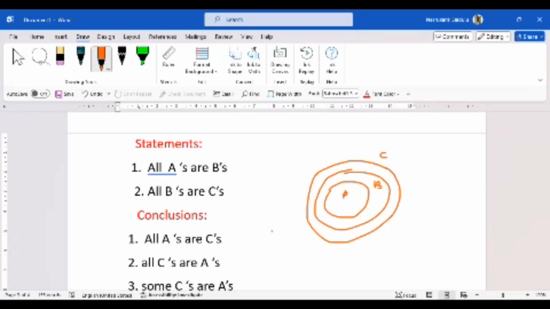All A's are C's. Please pay attention and observe this conclusion. Whenever we have this type of circles, from inner circle to outer circle, "all" is true. From inner circle to outer circle, all is true, right? So this conclusion is 100% right. Next, second conclusion.